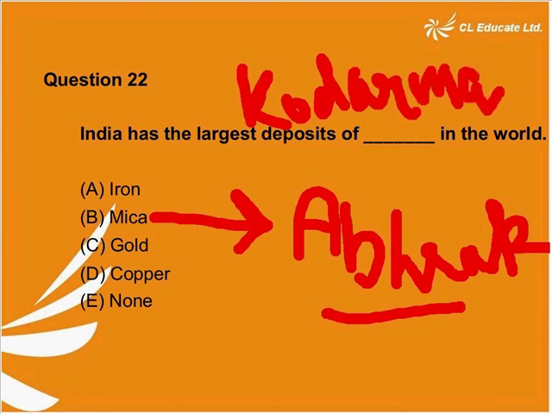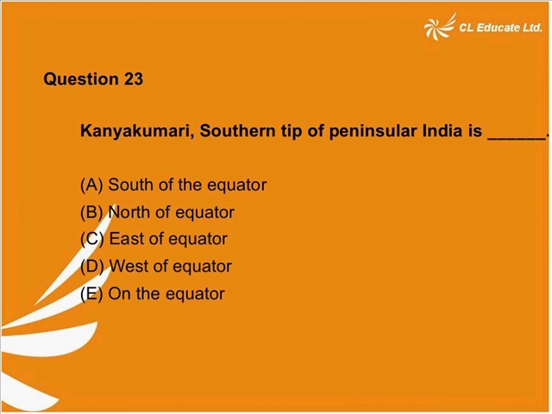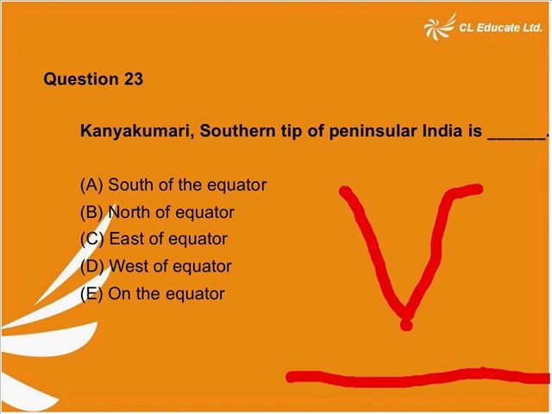Kanyakumari, the southern tip of the Indian peninsula, is south of the equator, north of the equator, east of the equator, west of the equator, or on the equator? Not a difficult question. The whole of India lies in the northern hemisphere. So, the southern tip, and here goes the equator. India actually starts from 8 degrees north, so it's much above the equator.